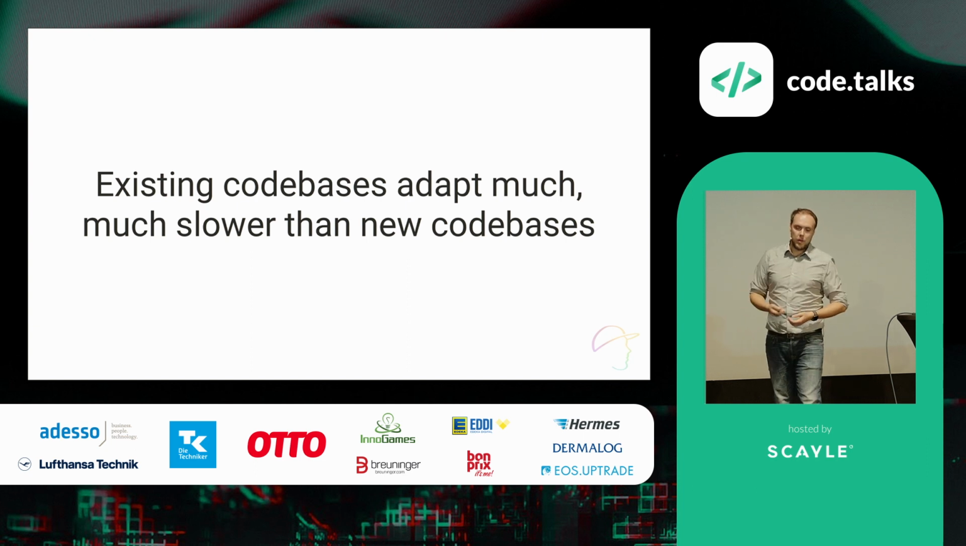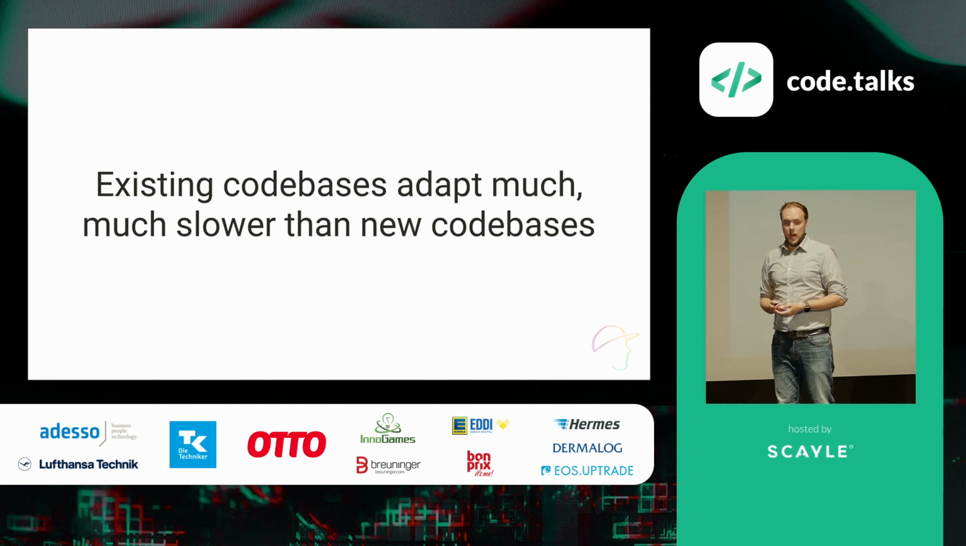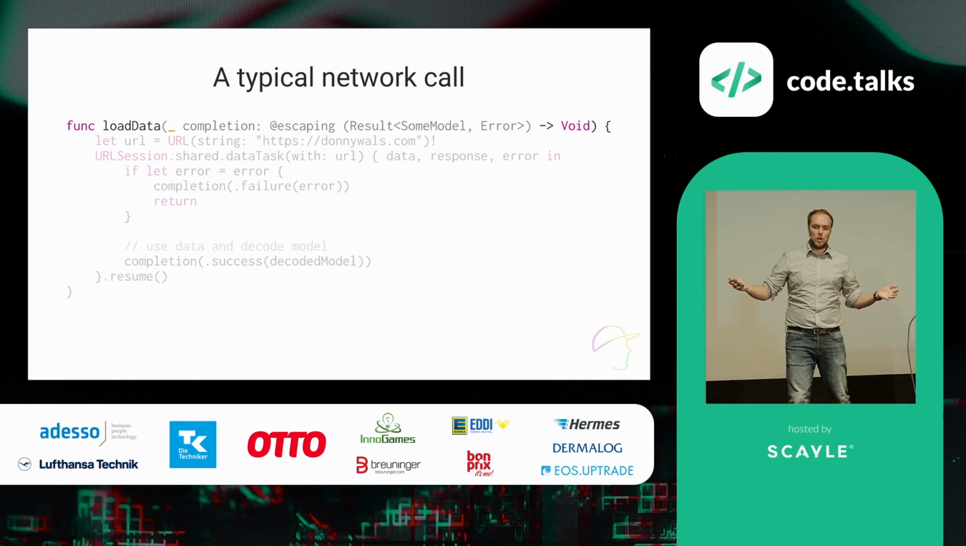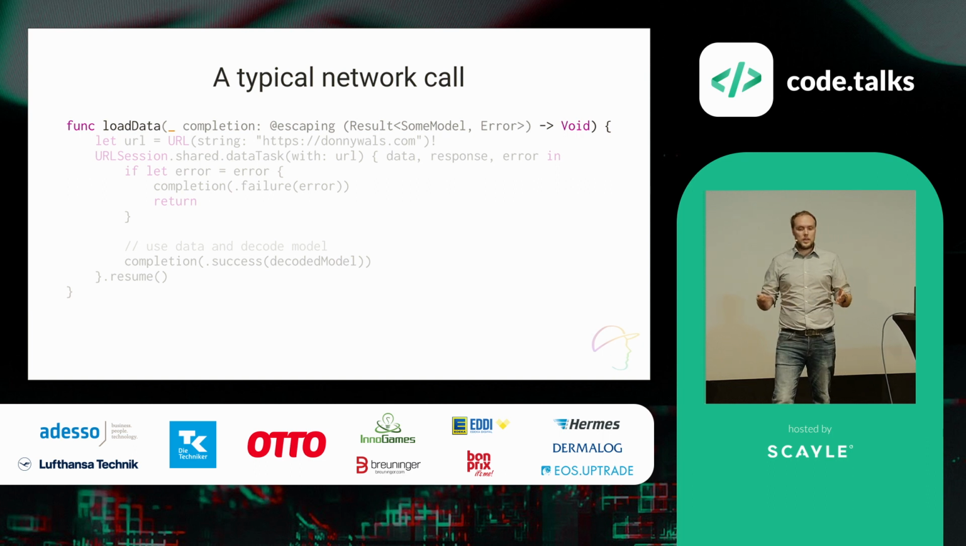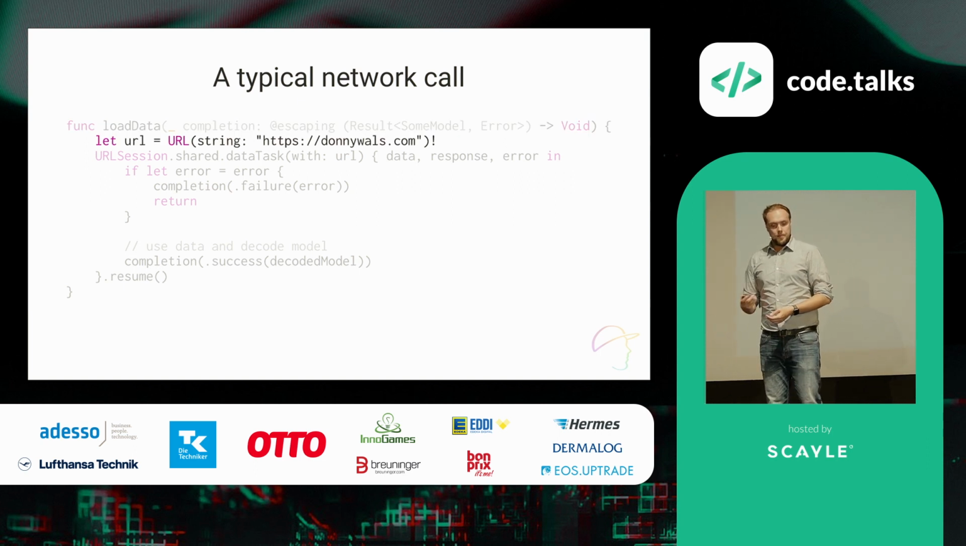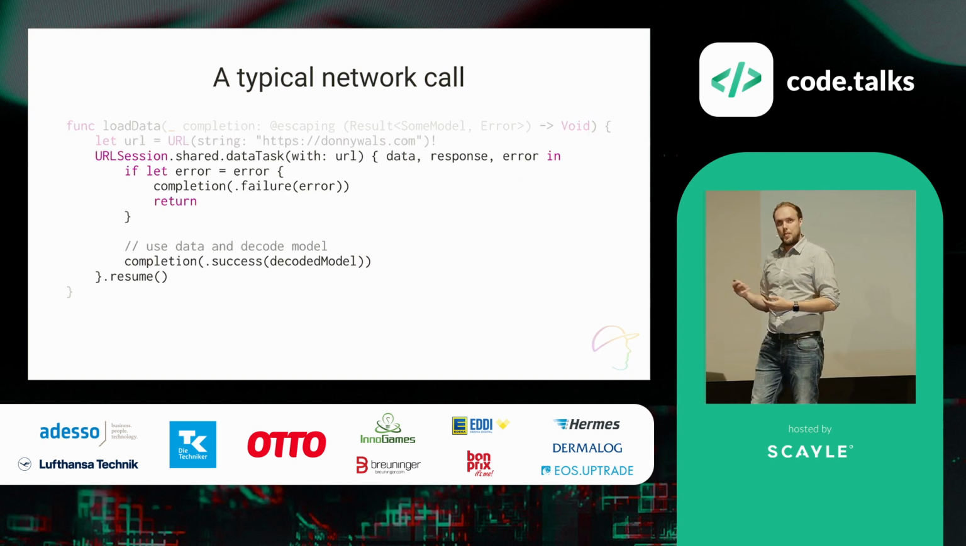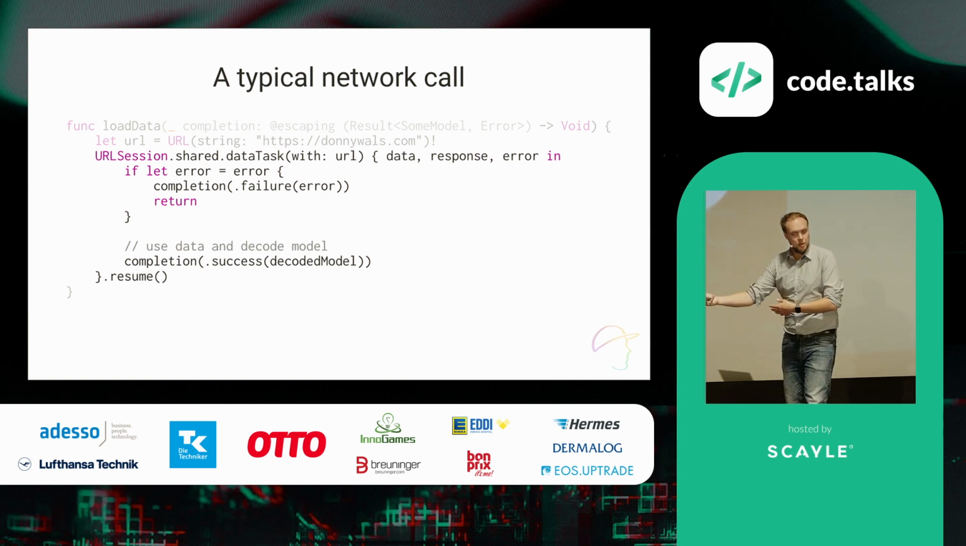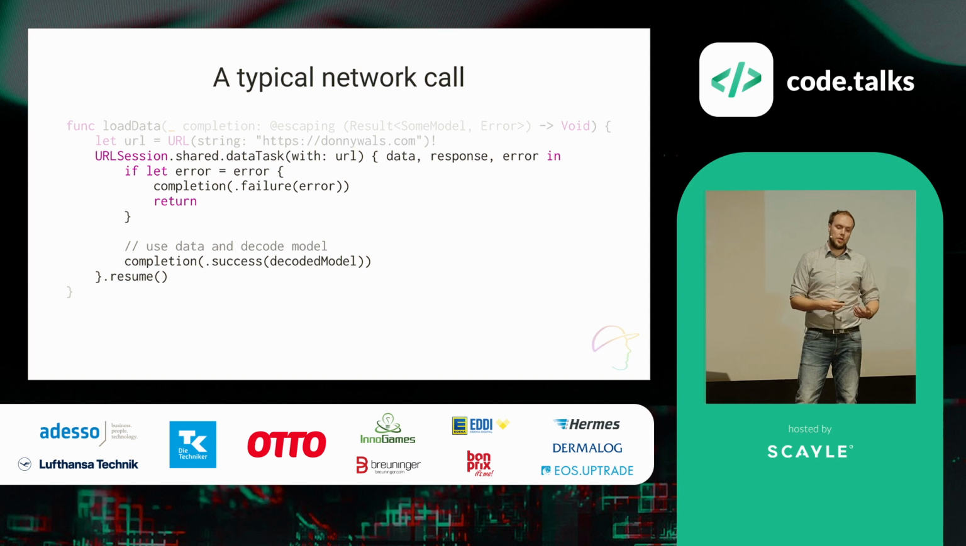Okay, so let's look at something that you would maybe find in a code base today. A typical network call. We define a function, and that function takes one argument, which is a completion handler. It's a closure that will be called when this network call that we want to make completes, and we pass that closure the result of our network call. We build a URL, we use URLSession to make our network request, and note that this data task function also takes a closure to inform us about completion, and then we call our completion handler.